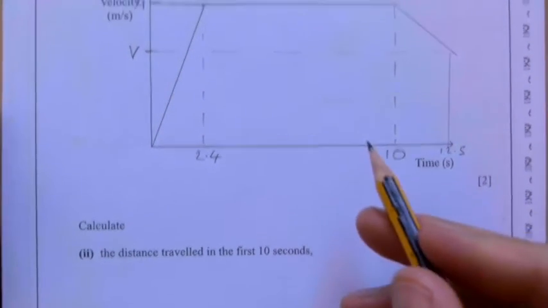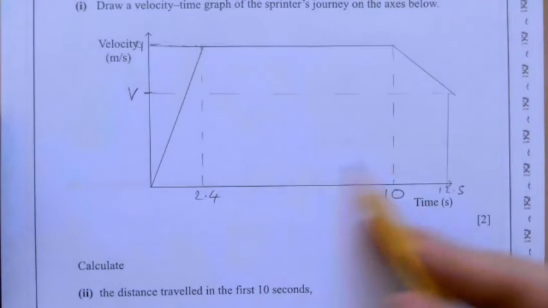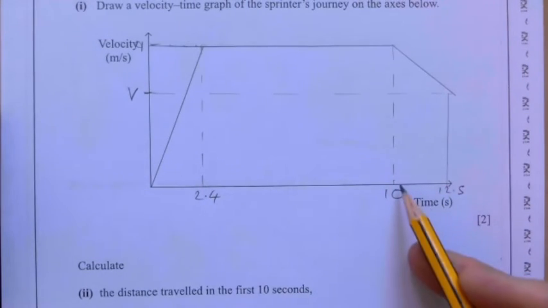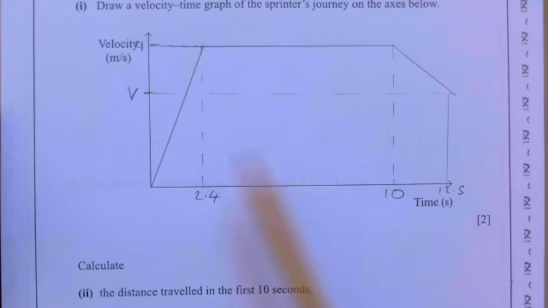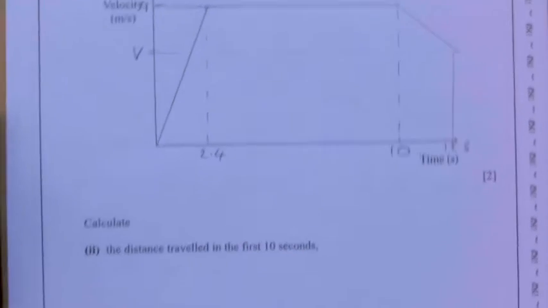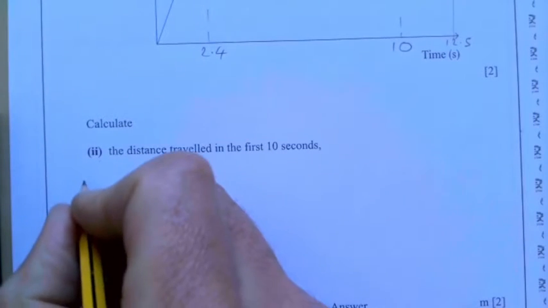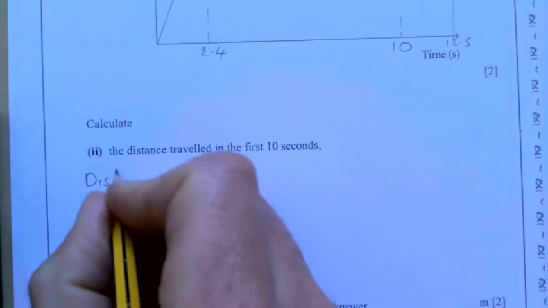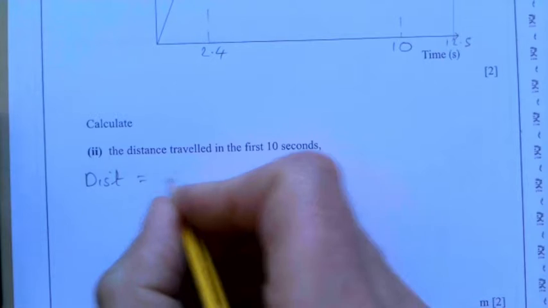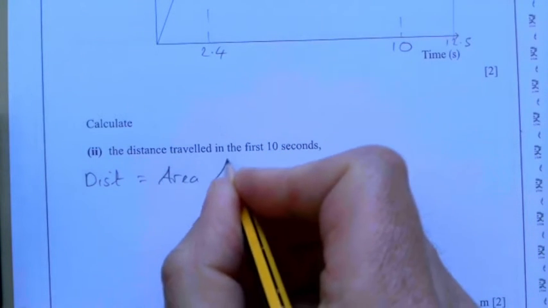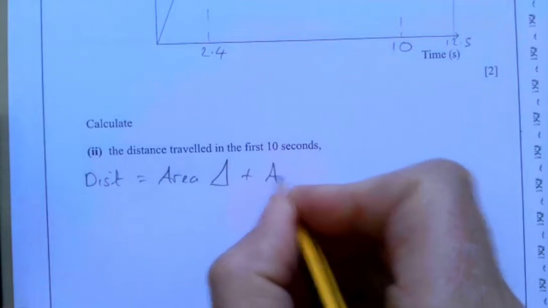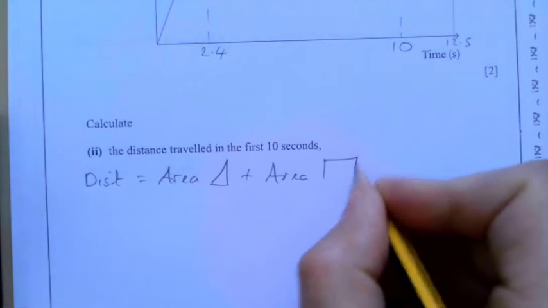Calculate the distance travelled in the first 10 seconds. So distance travelled, I hope you know then, is the area underneath the graph, and so we need the area of up to here. So we need the area of this rectangle, and we need the area of the triangle. So let's write that. Distance is equal to, I guess let's go for area of our triangle plus area of a rectangle.